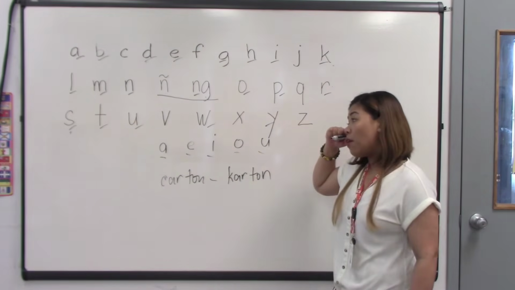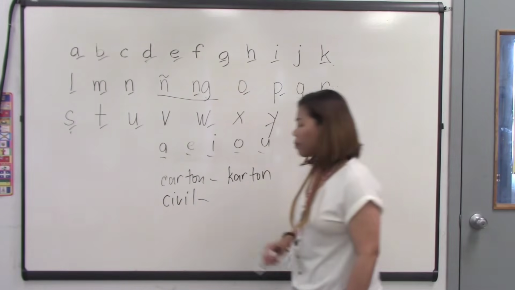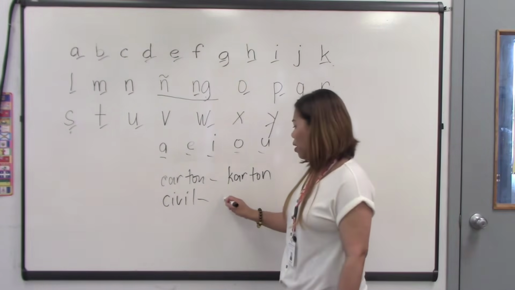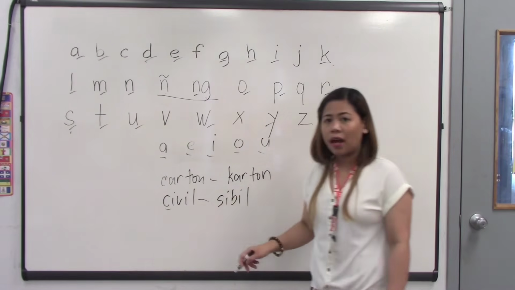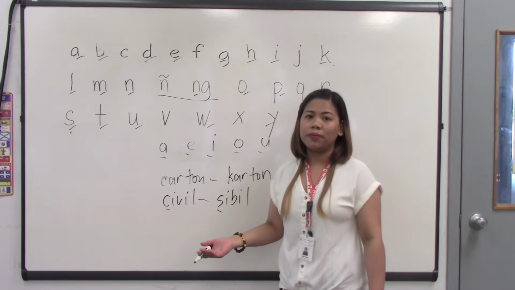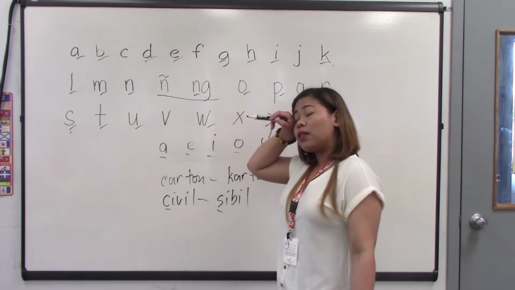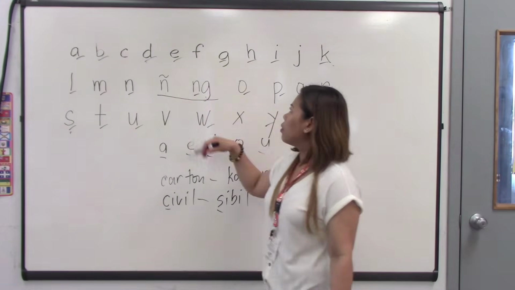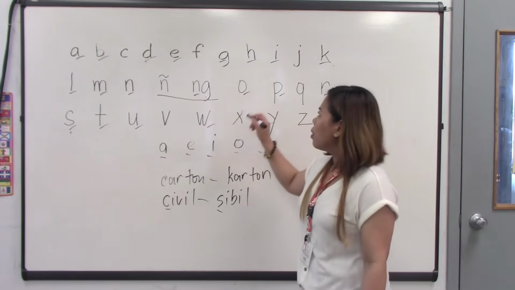Another one for the soft C sound, this word, civil. We have an equivalent for that as well. So we say sibil. For the soft C sound, it's always an S when it becomes Filipino. So D is the same as in English. The sound is D. For F, it's only for borrowed foreign words.